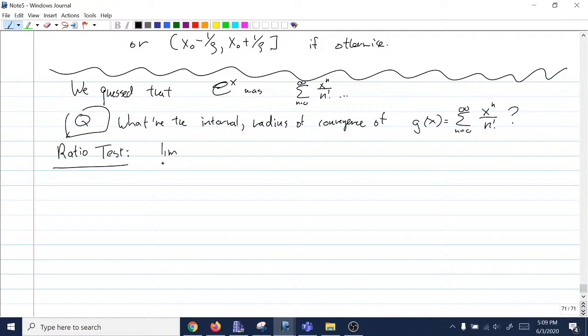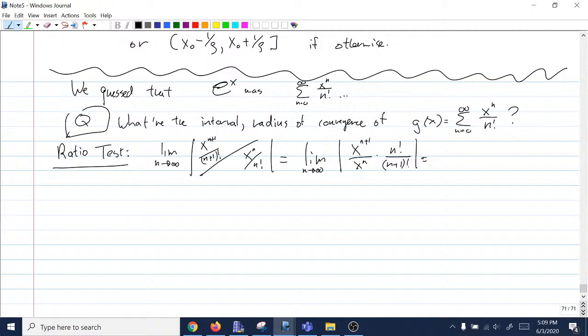The limit, as n goes to infinity, of the absolute value of the n plus 1th term, x to the n plus 1 over n plus 1 factorial, over the nth term, x to the n over n factorial, is the limit as n goes to infinity of x to the n plus 1 over x to the n, times n factorial over n plus 1 factorial. I get the limit as n goes to infinity of absolute value x times 1 over n plus 1.